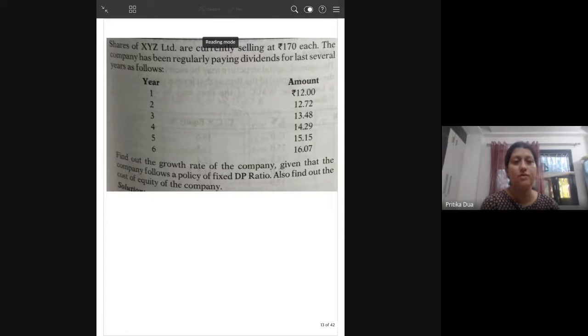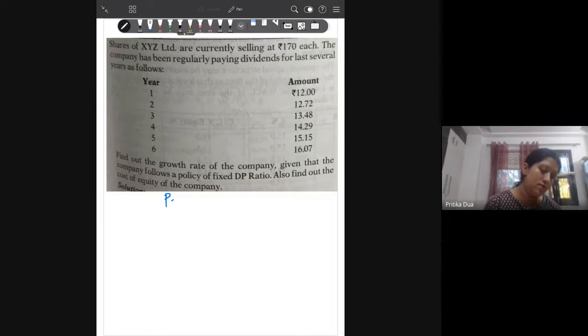So shares of XYZ are currently selling at rupees 170. So this is P0. The company has regularly been paying dividends for the last several years, and you are given the amounts. You are seeing that there is a growth in dividends. You need to find out the growth rate of the company first. You also need to find out the cost of equity of the company.